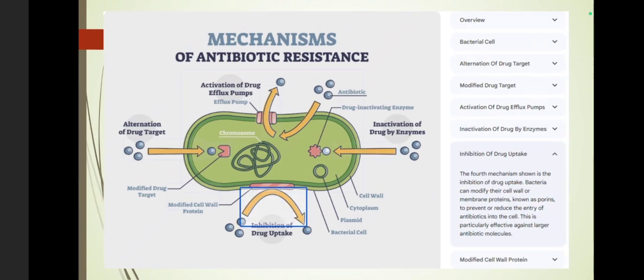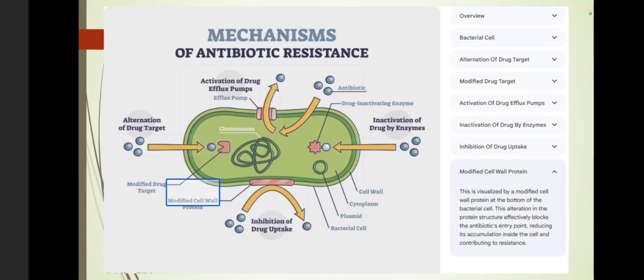Inhibition of drug uptake. The fourth mechanism shown is the inhibition of drug uptake. Bacteria can modify their cell wall or membrane proteins known as porins to prevent or reduce the entry of antibiotics in the cell. This is particularly effective against larger antibiotic molecules.